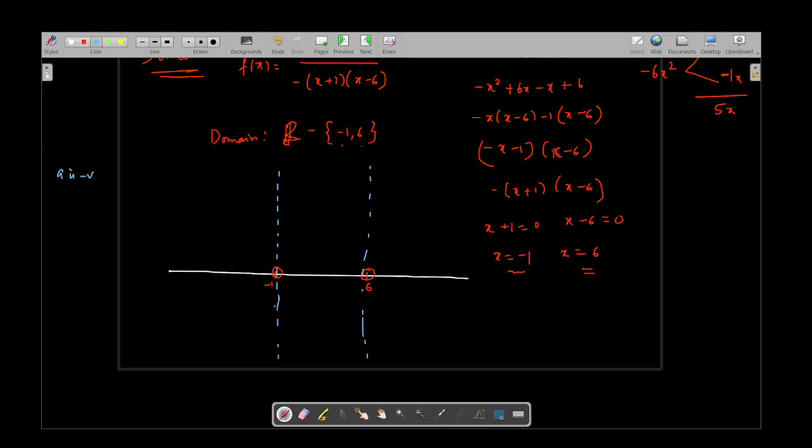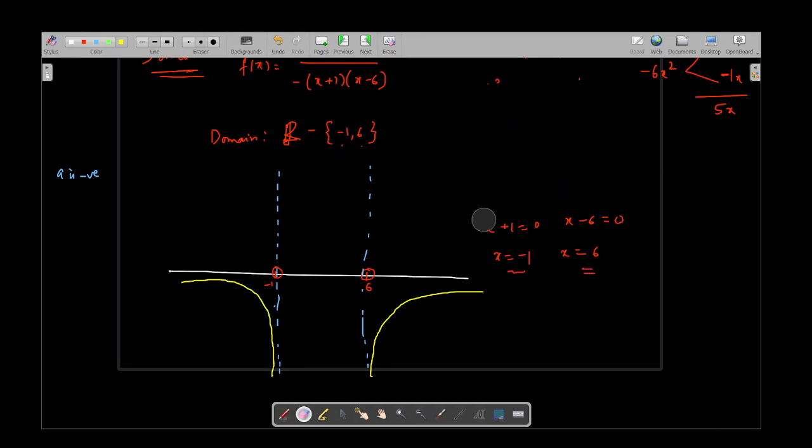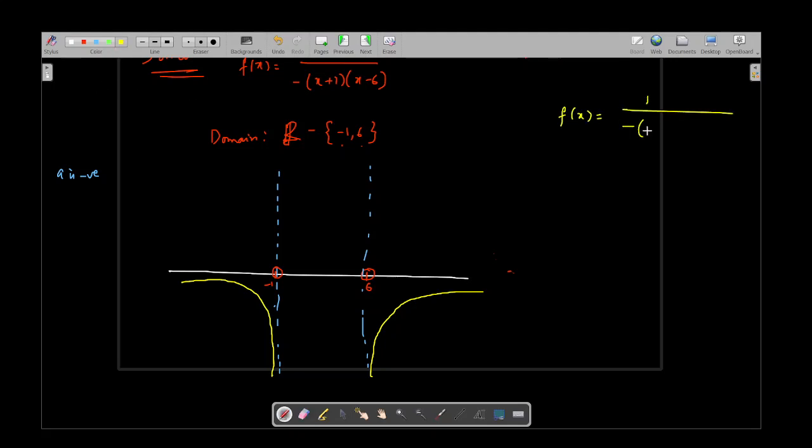Since a is negative, at the roots it starts from minus infinity. So from minus infinity, it goes to 0 like this, and at x is equal to 6 it also starts from minus infinity. You can verify that. We have f of x is equal to 1 by minus x plus 1 into x minus 6. If you put x is equal to minus 1, this term will be 0, so 0 into this also 0. So we'll get f of minus 1 is equal to 1 over minus 0. So this is minus 1 by 0, which is minus infinity. So this starts from minus infinity.